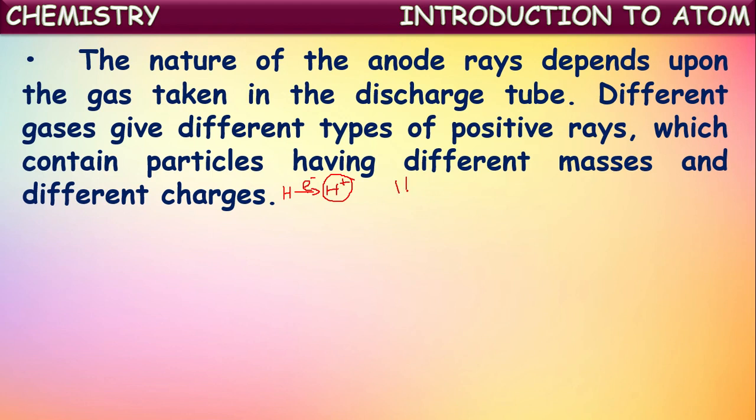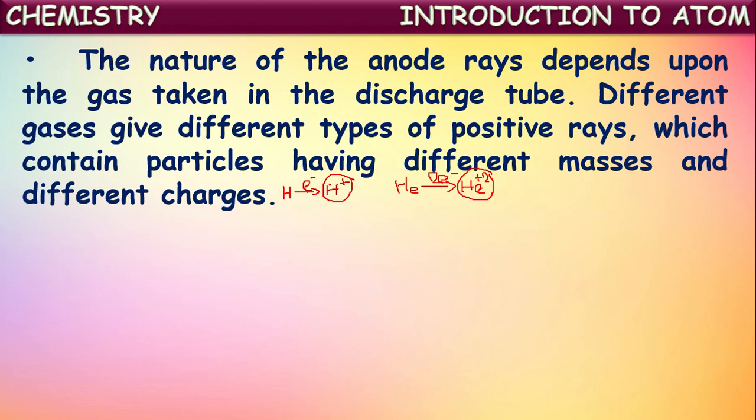But if we take helium gas in place of hydrogen in the discharge tube, then the positive rays produced will be He2 plus ions, by the removal of 2 electrons from it, isn't it? So by the removal of 2 electrons, they form He2 plus ions. These are the positive rays in the case of helium. The properties of these He2 plus ions are entirely different from H plus ions. One has 1 unit mass, the other has 4 units mass. One has 1 unit positive charge, the other has 2 units positive charge. They have entirely different properties. In this way, the nature of anode rays produced depends upon the gas taken in the discharge tube.